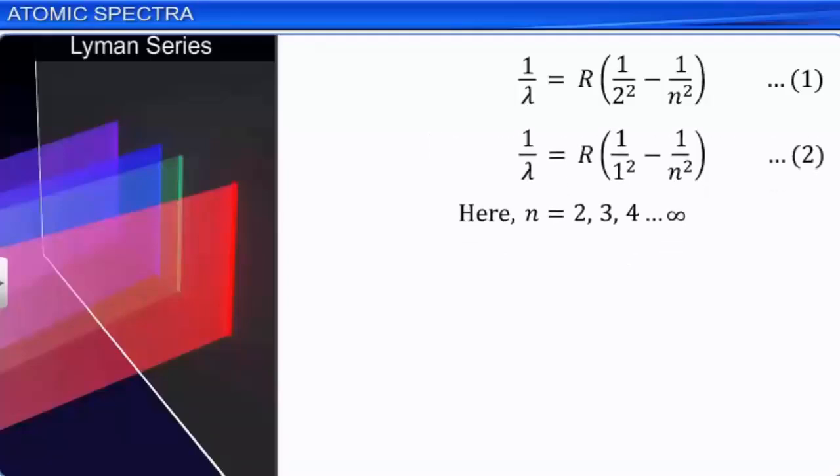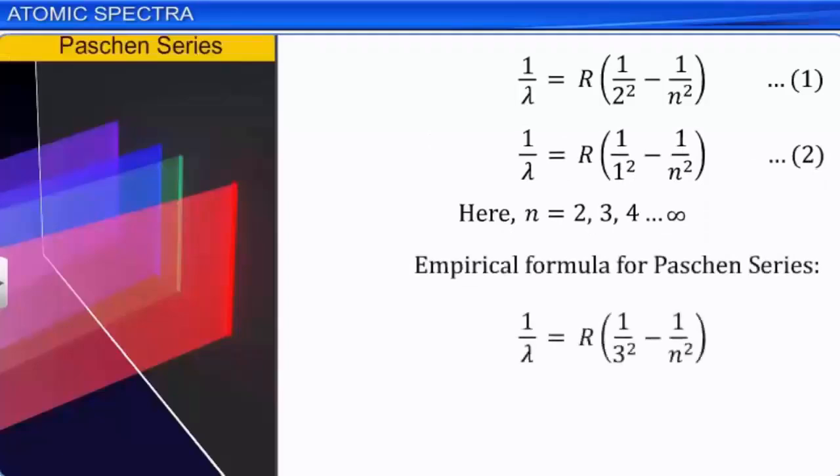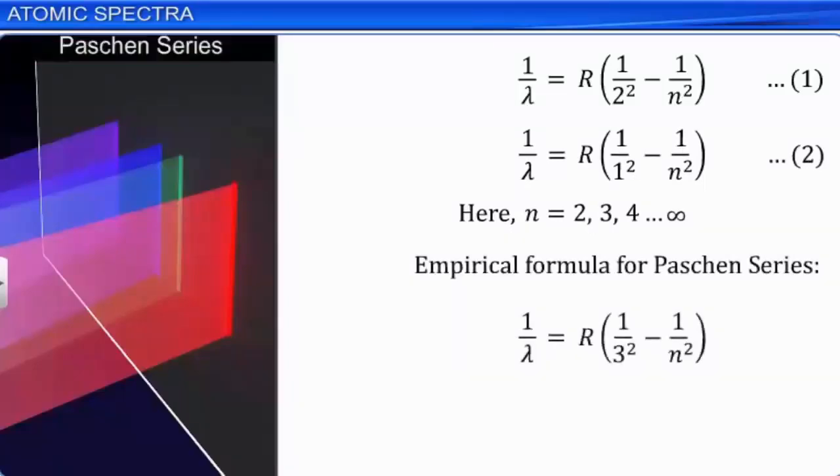Now let us look at the Paschen series. The Paschen series has spectral lines which lie in the infrared region. The formula for the Paschen series is 1 by lambda is equal to R into (1 by 3 square minus 1 by n square). Here, n is equal to 4, 5, 6, and so on, up to infinity. Let this be equation 3.